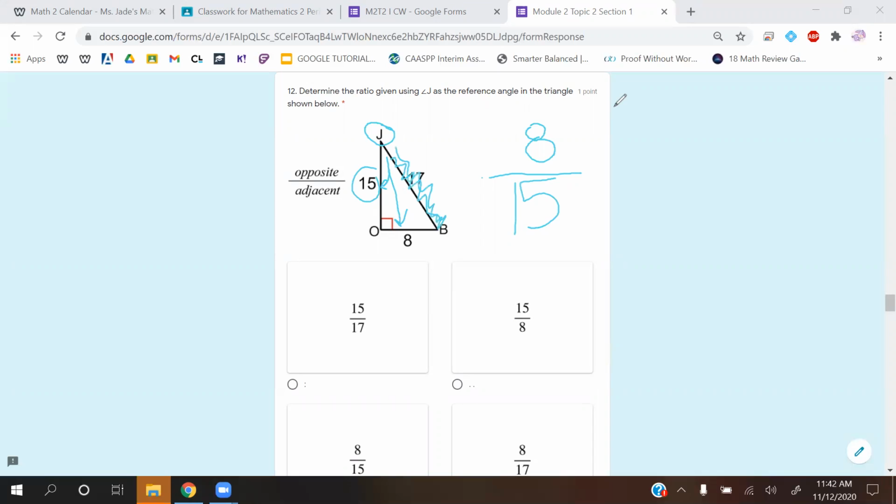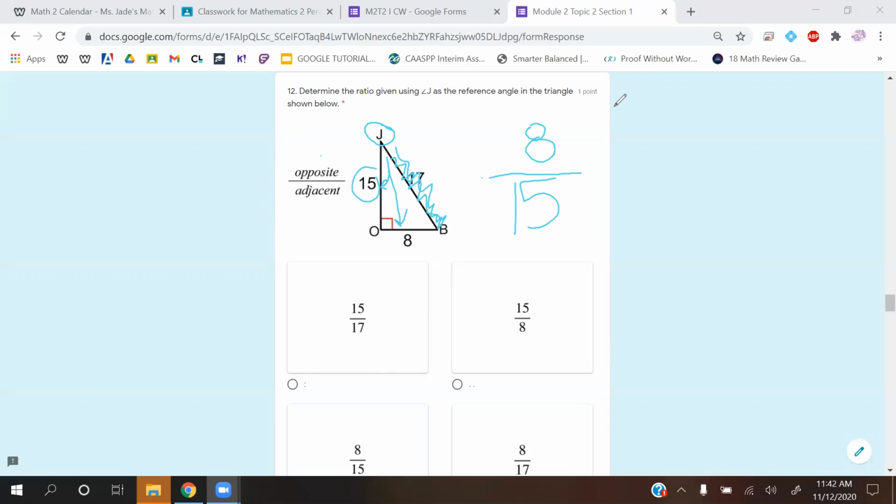We don't have the hypotenuse here. It just says opposite over adjacent. So we don't want to use the hypotenuse. We're just using opposite and adjacent. The 8 is the opposite of J, and the 15 is adjacent to J. The 17 doesn't count for anything because it's the hypotenuse, and we weren't even thinking about the hypotenuse right now.